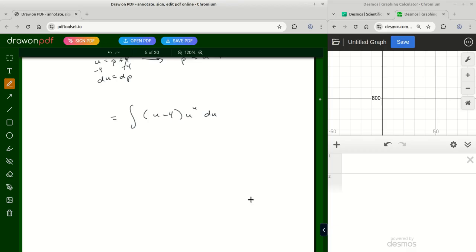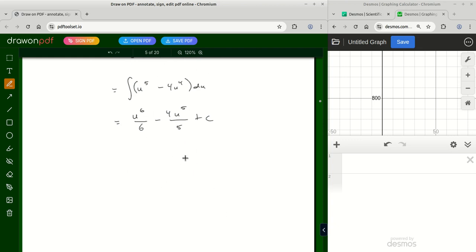Just had to. Well, the best thing I could do right now is going to be distribute. And so then I got u to the 5th minus 4u to the 4th du. I'm going to use parentheses because I'm a very picky person. I'm going to integrate both of those. So add 1 to the power, divide by the new power. Add 1 to the power, divide by the new power, plus c. Same thing every single time.